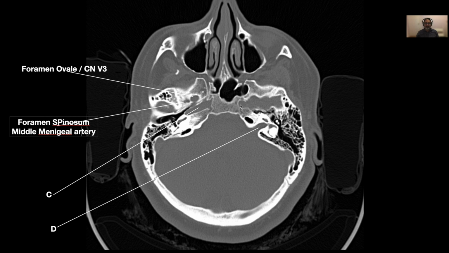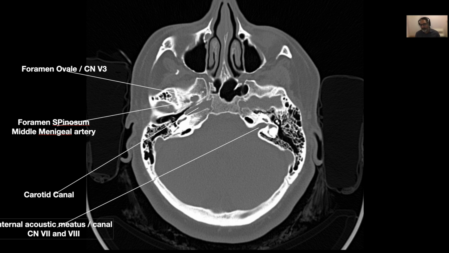C is a continuation of what this was, slightly higher up. Yeah, that's more of the carotid canal. And D. Correct. Yes, acoustic meatus and canal. And what cranial nerve is in here? 7 and 8. Vestibulocochlear goes to the ear, but facial starts its course here and then goes around and comes out of the stylomastoid foramen.